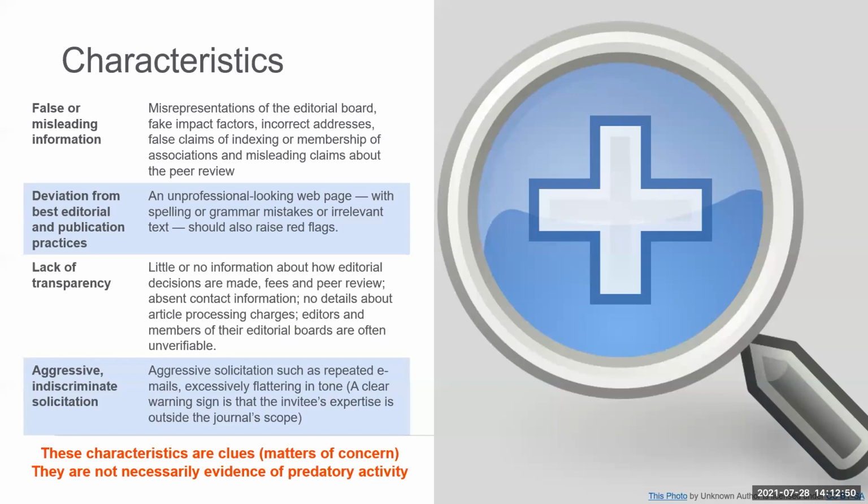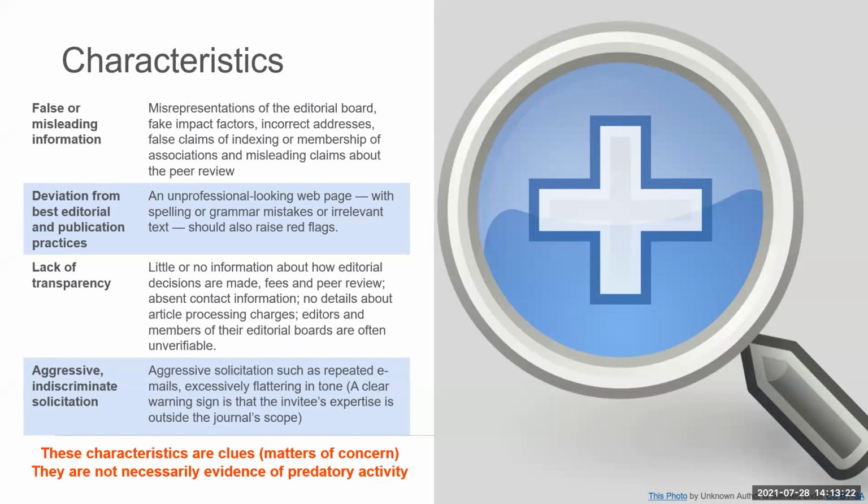So they have a misrepresentation of the editorial board. They would have members of the editorial board that are not necessarily really part of that board, and it is not verifiable who they are and where they are located. They would have fake indicators, incorrect addresses, false claims of indexing, and I'm going to show you some examples of these, or membership of associations. They have misleading claims about doing peer review.